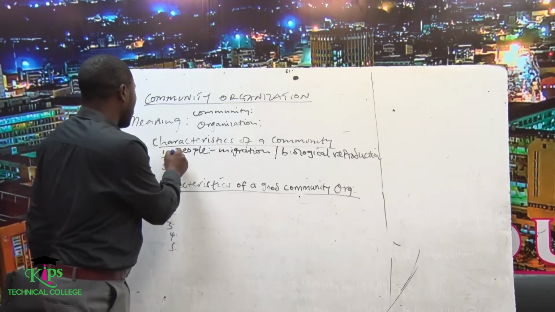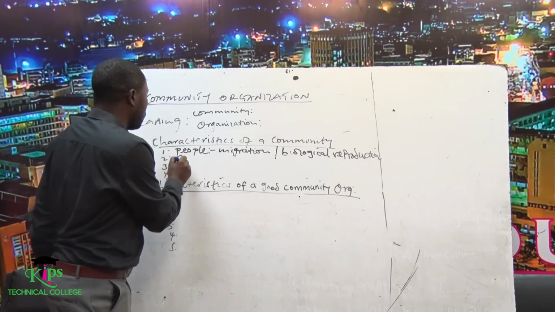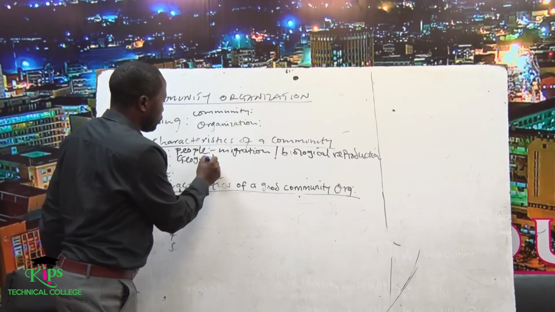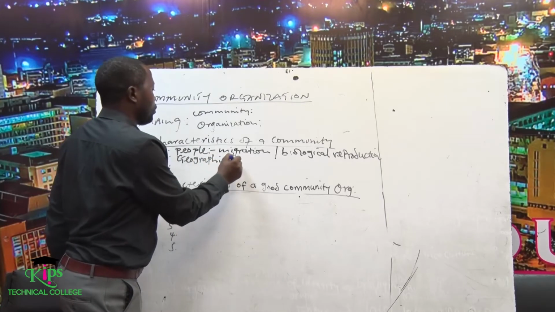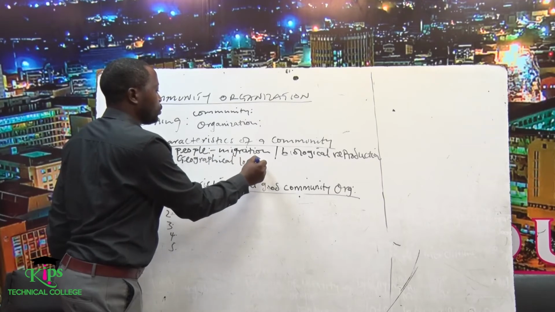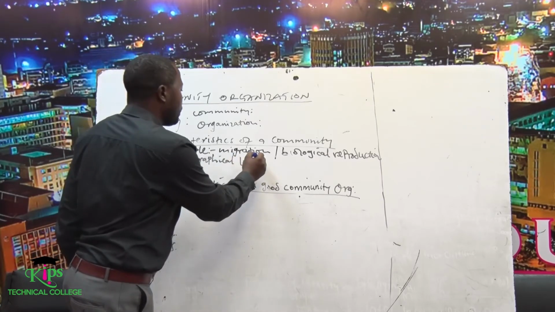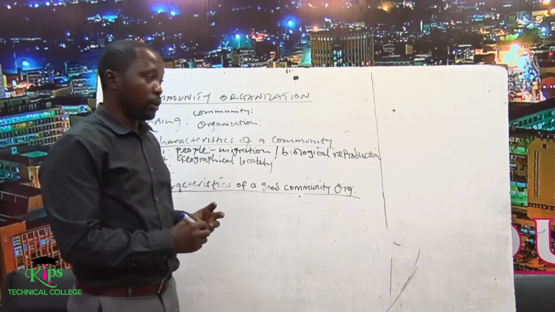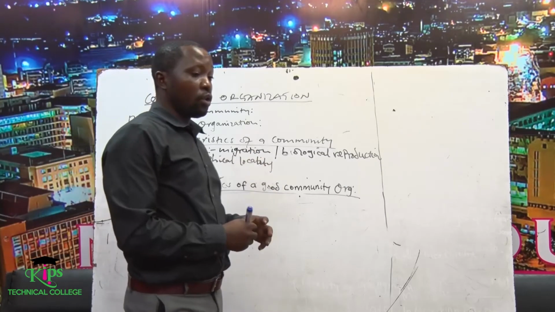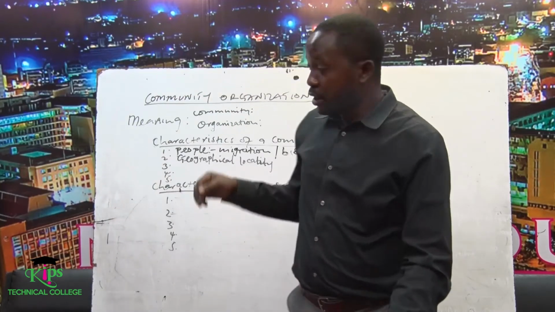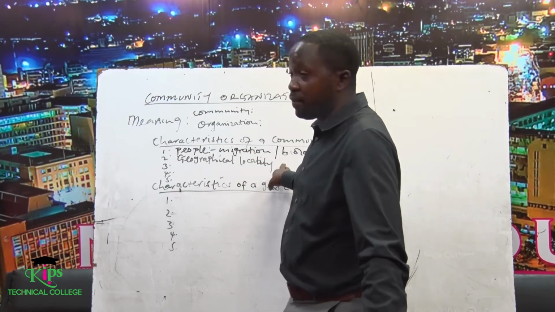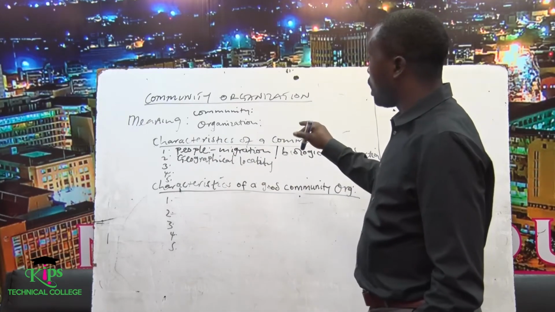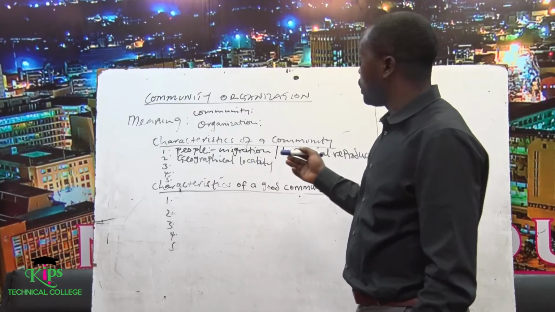Besides this one, we also have another characteristic of a community, that is geographical locality. So each and every community has a specific location. When you talk about geographical locality, we are looking at the place where that community is found. This location is also marked by boundaries, which are well known to its members.